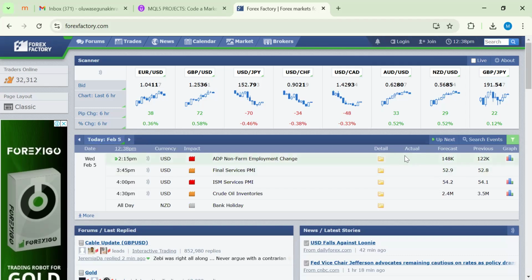If the actual, that is the current data, is greater than 148, meaning it's written in green, then we have a bullish dollar, which means you're going to buy dollar. But if it's written in red, then the dollar falls more. That shows a weaker dollar, right? If it's written in green, the dollar is going to be strong, so we buy pairs like USDJPY, USDCHF, USDCAD. If it's written in red, which means the dollar is weak, we buy pairs like EURUSD, GBPUSD, AUDUSD.